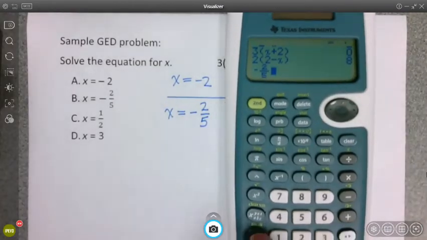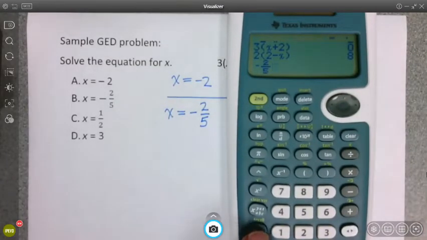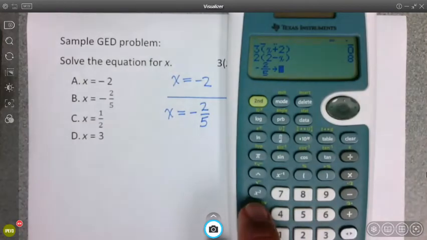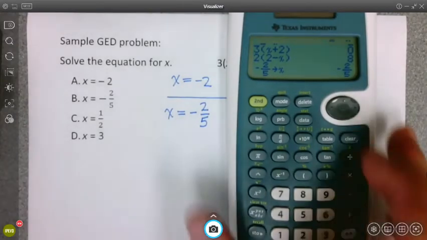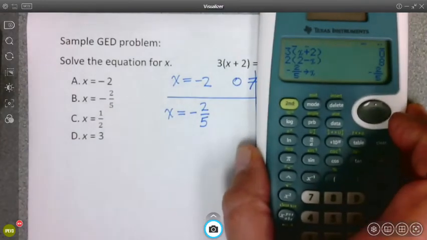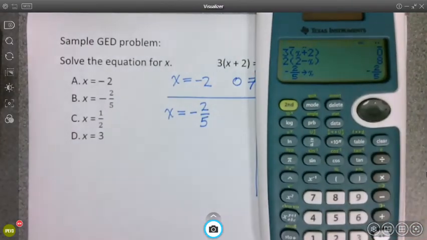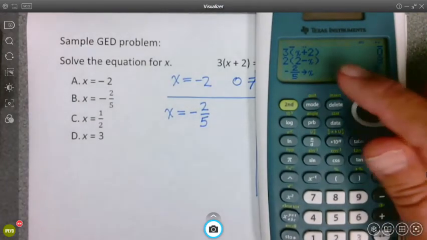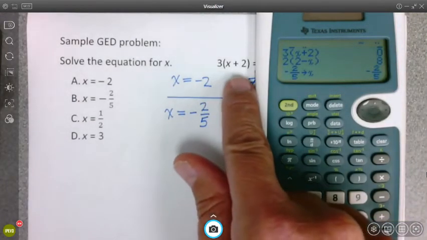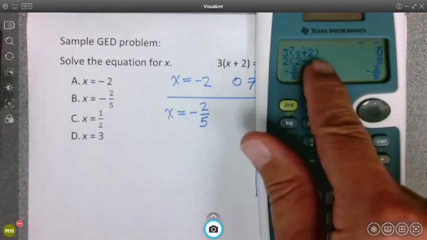I then use the store key. Again, the store key is the one my finger is at, the bottom left-hand part of the calculator, STO, store. Enter that, and then I go back to the variable key until I get x. I hit enter, and I've now stored -2/5 in for the variable x. At this point, I'm going to go a little more rapidly. The next thing we need to do is to give the calculator the expression to evaluate. Fortunately, we've already typed in 3 times x plus 2 previously. It's right here on the calculator screen.